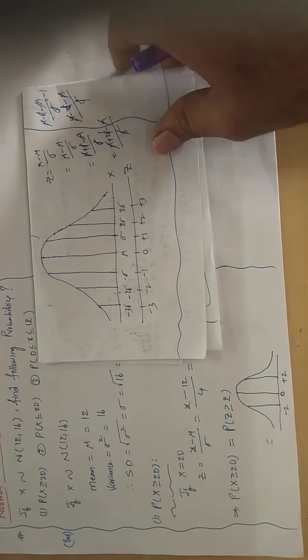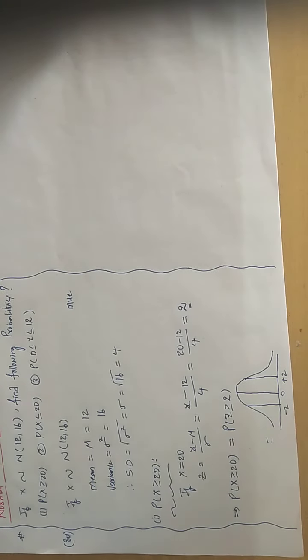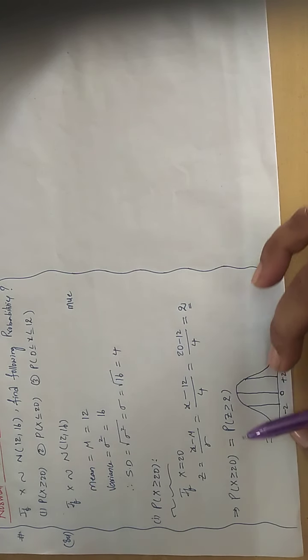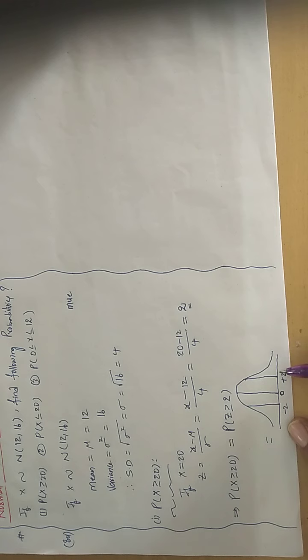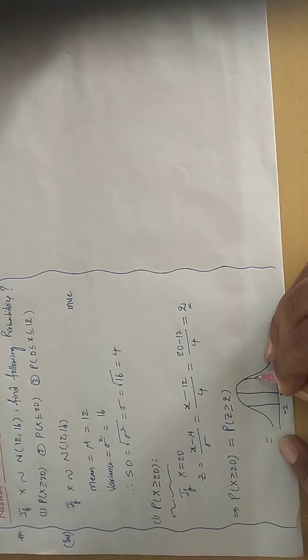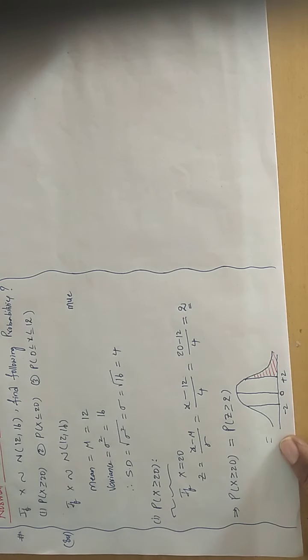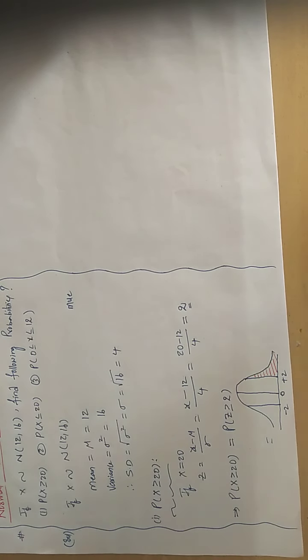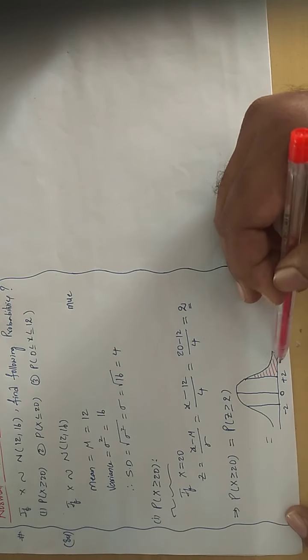Okay. Now what probability is required? The probability required by this question is more than 2. So the z value is more than 2, 2 and more than 2. So what information am I shading here? This one. Okay, so actually the required probability is this portion.